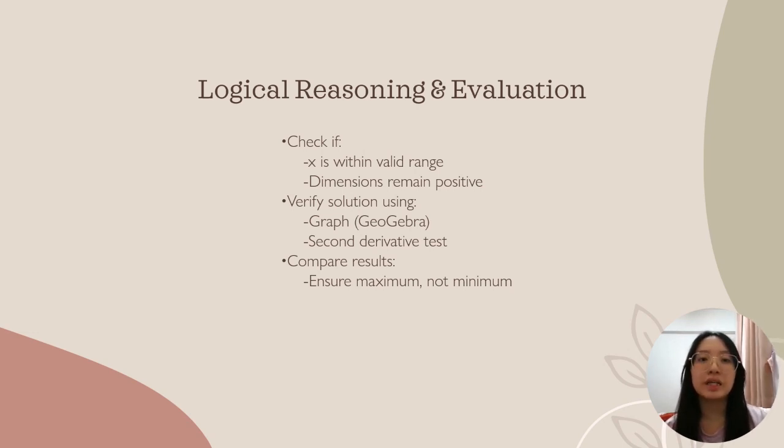The final component is logical reasoning and evaluation. After obtaining a solution, we must check whether it is valid and meaningful. For example, the value of x must be positive and must not exceed half of the length or width. Otherwise, the box cannot form. We also need to verify that the solution gives a maximum value, not a minimum. This can be done using methods such as the second derivative test or graph analysis. This step ensures that our solution is both mathematically correct and practically applicable.